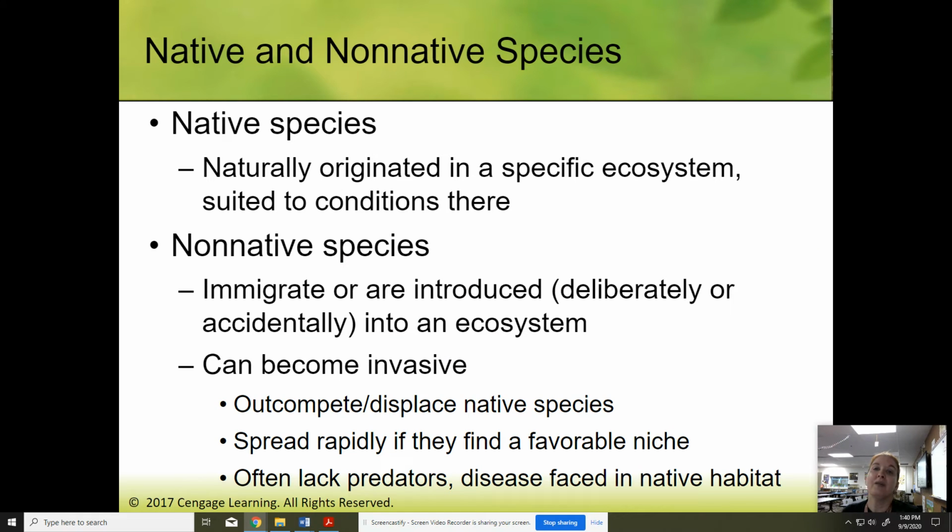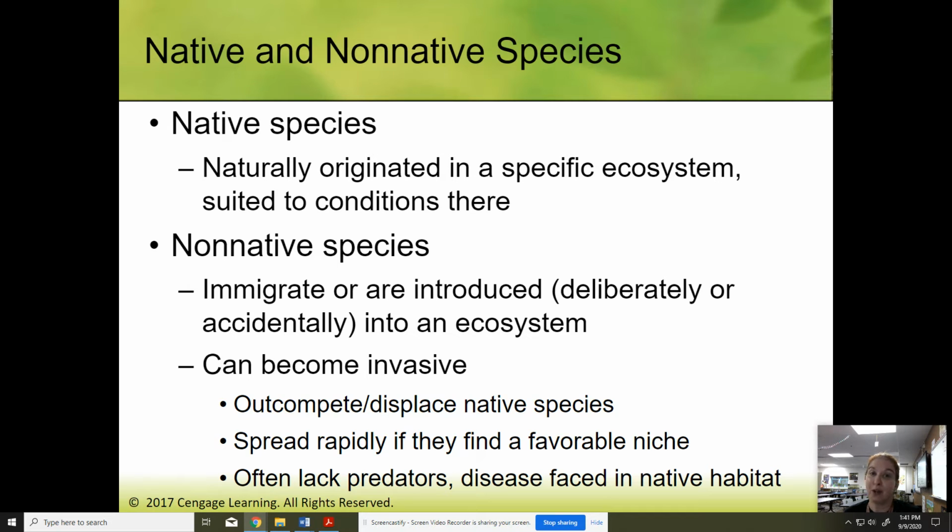So we also have what are called native and non-native species. A native species naturally originated in a specific ecosystem and it's suited to its conditions there. Non-native species either immigrate and come in, or they are introduced either deliberately or accidentally into an ecosystem by humans. Now, non-native species don't have to be invasive, but they can become invasive. What this means is, and we'll talk about this and do a project a little bit later, they will outcompete and or displace the native species.